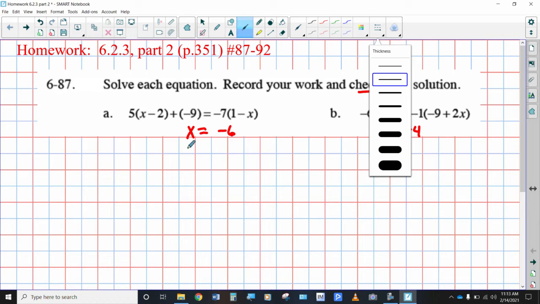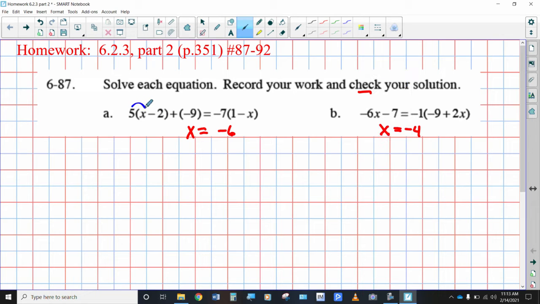So if you just follow the steps, we're going to start with distributive property, then we'll combine like terms, then we will add or subtract balance sets, and at the end we will do a division if necessary. So this becomes 5x minus 10 plus a negative 9. That is going to be equal to negative 7, and a negative times a negative is going to give you a positive 7x. Now we will combine like terms and make this 5x, and I'm going to just change that to minus 19 instead of plus a negative 19.